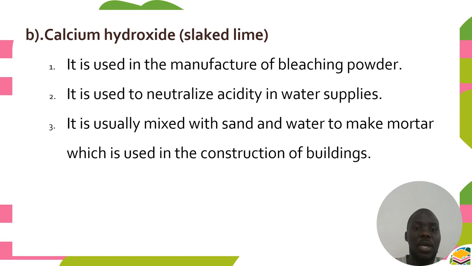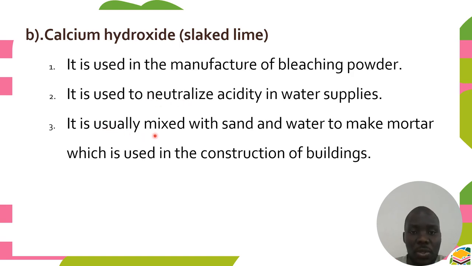The second one is calcium hydroxide. It is also known as slag lime. It is used in manufacturing of bleach powder. It is used to neutralize acidity in water supplies. For example, in waterboard, they can use slag lime or calcium hydroxide to neutralize the acidity. In short, maybe to remove some salts in the water to make water soft. You can use slag lime.